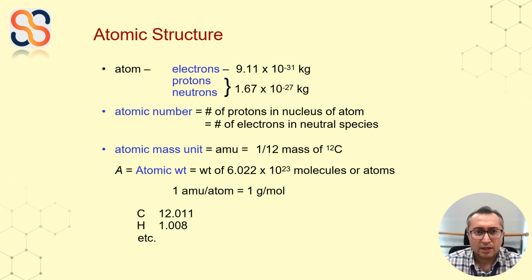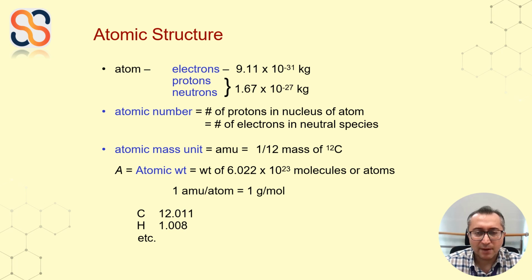Now, onto atomic mass. This is where things get interesting. Atomic mass is usually measured in atomic mass units, AMU. We define 1 AMU as 1 over 12 the mass of a carbon-12 atom. So, when we say carbon's atomic mass is 12, we are saying that one carbon atom weighs roughly 12 AMU.